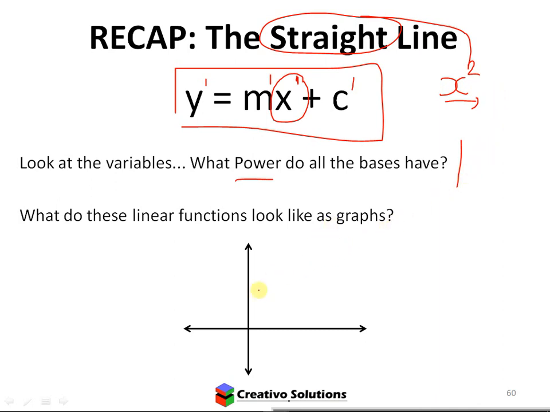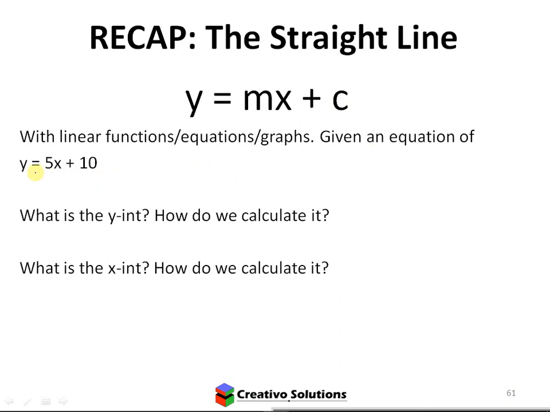So what do these functions look like? They're straight lines. y equals mx plus c. Here's an equation, y equals mx plus c. What's the y-intercept? Yes, the y-intercept will be where x is 0. That's how you calculate it. Good. What is the x-intercept?